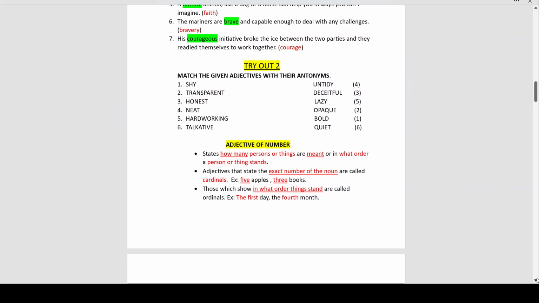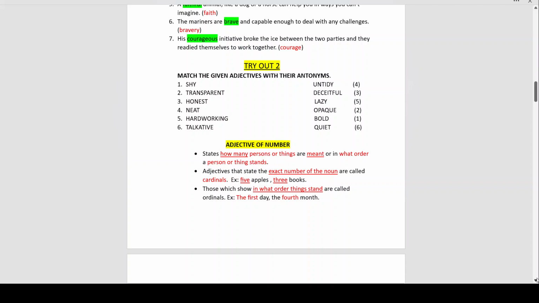Now children, we come over to the third kind of adjective, which is adjective of number. Adjective of number states how many persons or things are meant or in what order person or thing stands. Adjectives that state the exact number of the noun are called cardinals. Example, 5 apples or 3 books, where the number is being specified. They are called cardinals.